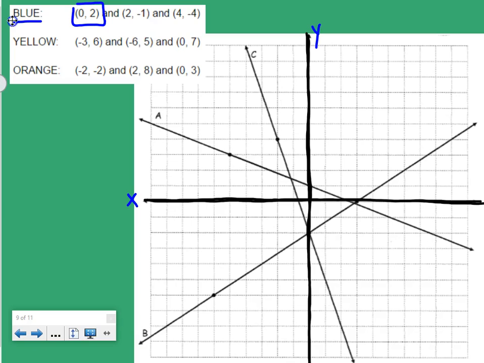Alright, now that we can see the x and y axes, we can plot the point 0, 2. So 0, 2, don't move on the x-axis, go up 2 on the y-axis, right there. 2, negative 1, so we go over 2 on the x-axis, down 1 on the y-axis. And then 4, negative 4, so we go over 4 to the right, and then down 4. Plot your point right there, and then connect those points with a straight line.